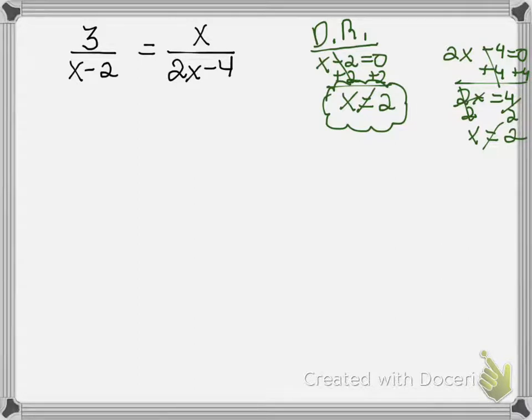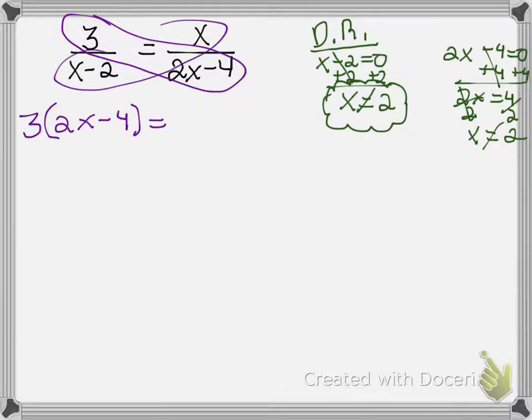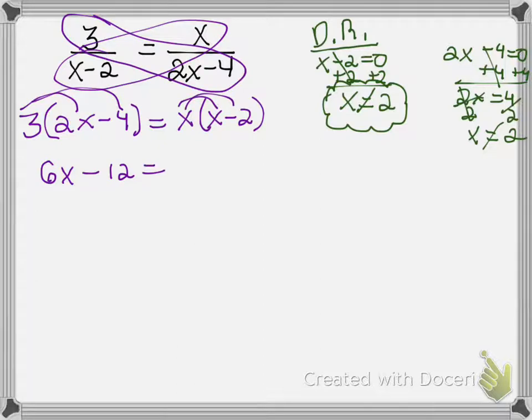All right, now let's go ahead and start this problem by cross multiplying like you saw in the previous video. So I'm going to multiply 3 times 2x minus 4, and then I'm going to multiply x times x minus 2. So I'm going to go ahead and distribute my 3. That gives me 6x minus 12. I'm going to go ahead and distribute my x. That gives me x squared minus 2x.